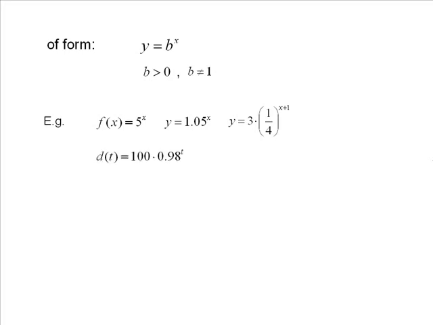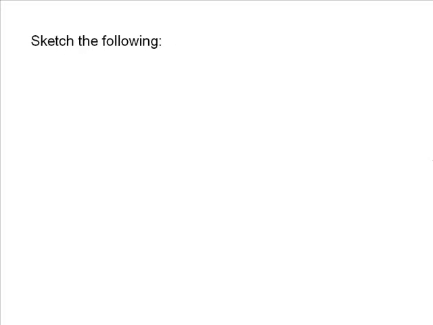Here's another one set up with different variables. D of t is equal to 100 times 0.98 to the t. This is still an exponential function. D, probably depth, as a function of time. So you'll see all these ones. It's very important that you recognize them as exponential functions before you start doing too much with them.